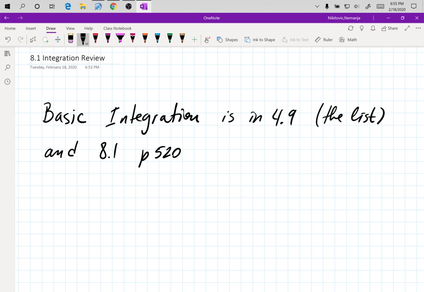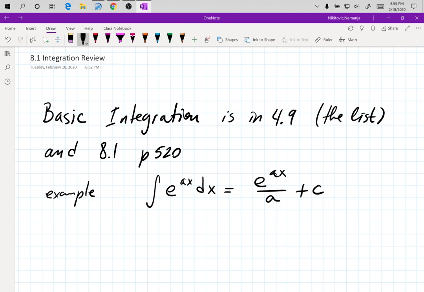One of the examples is that, let's say, the integral of e to the ax dx is e to the ax over a plus c. Another example is the integral of x to the n dx is equal to x to the n plus 1 over n plus 1 plus c. So, and I'll put 3 dots. There are 17. I gave you 2 out of 17 that are on that list.